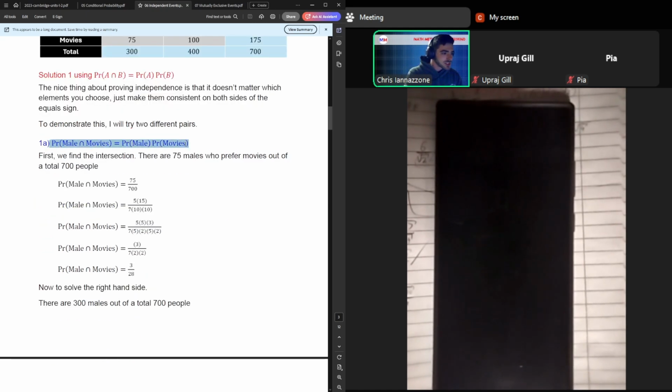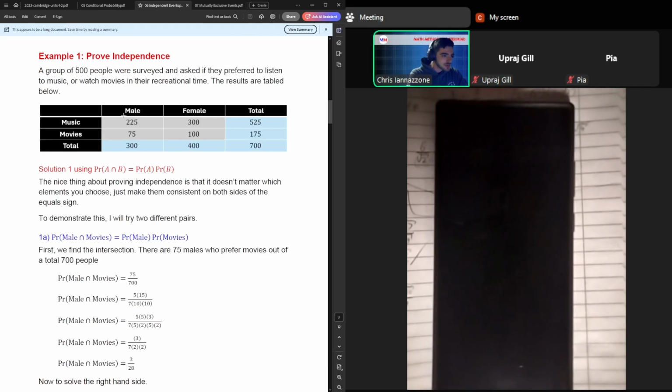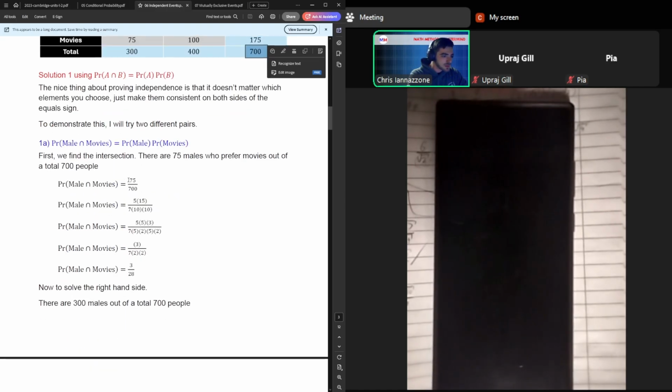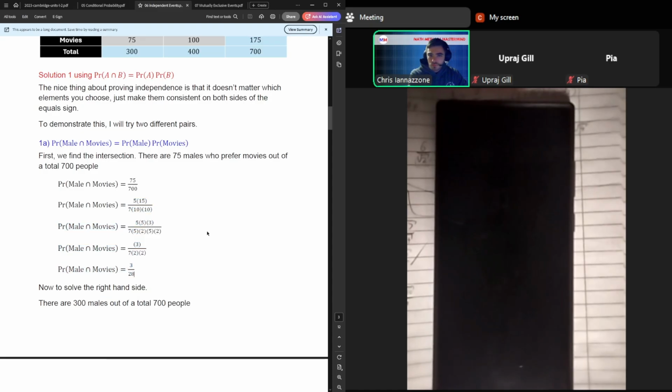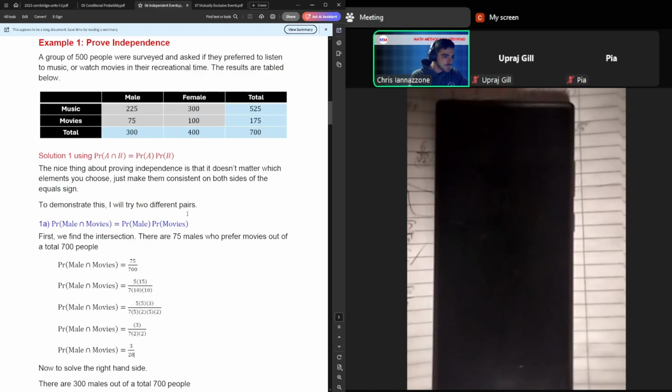So here's one such example. I've got two in the notes. We'll only go through one. In this case, I'm going to test whether the intersection is equal to the product of those two things. So first things first, find that intersection. Male and movies, well, that's going to be 75 out of a total of 700. Now, I've shown you a few tactics on how you can simplify that down, but otherwise, we've got our target probability. From there, we need the probability of male and the probability of movies.